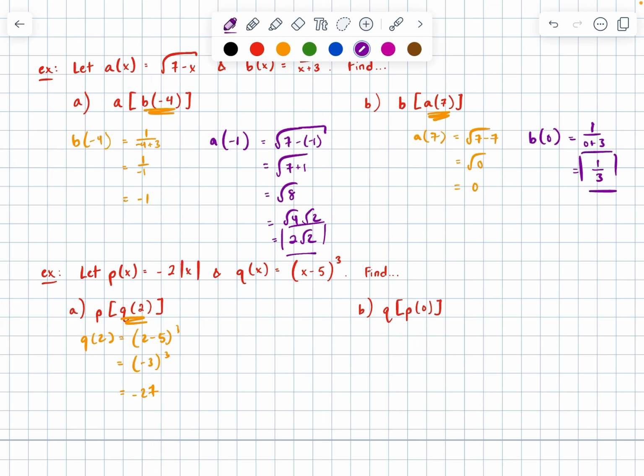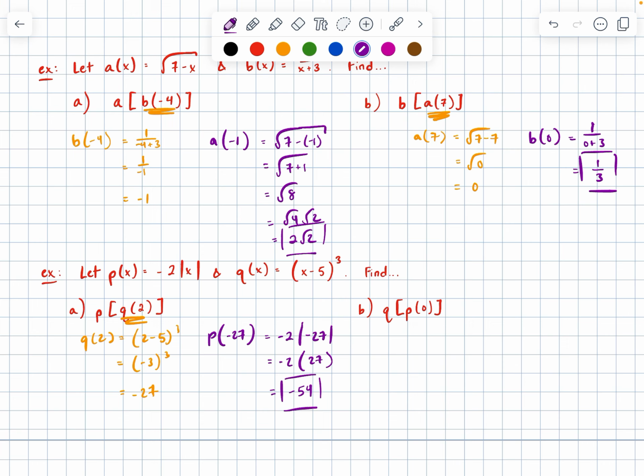Now I'm taking the output value from q and plugging into my function p, so I now need to find p of negative 27. Well, p of negative 27 would be negative 2 times the absolute value of negative 27. The absolute value of negative 27 is positive 27, and negative 2 times 27 is negative 54.